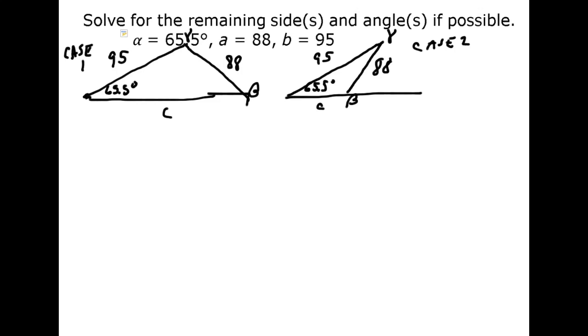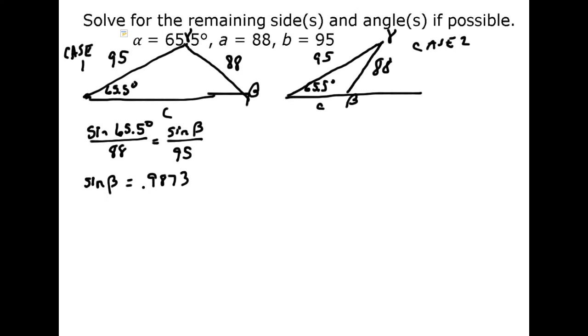So let's use the law of sines. So the law of sines says the sine of 65.5 degrees divided by 88 equals the sine of beta divided by 95. So you can cross multiply, and when you do that you find the sine of beta comes out to 0.9873. If you use sine inverse in your calculator, sine inverse of 0.9873 equals 79.22 degrees.